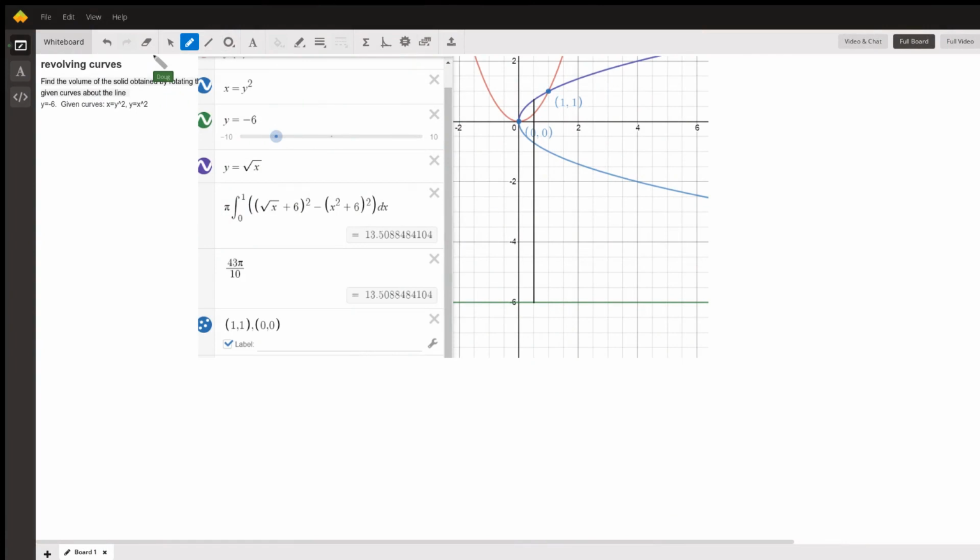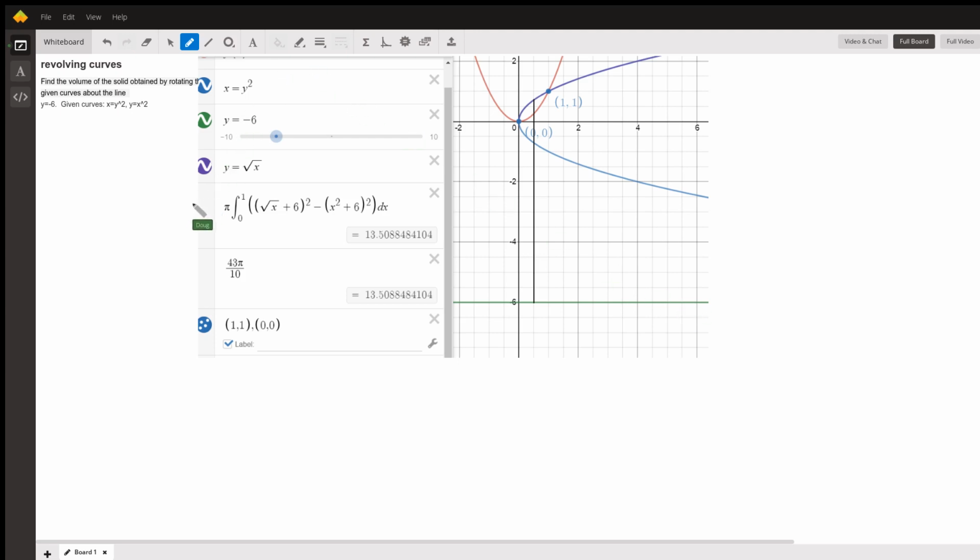This graph from Desmos represents the problem. This blue curve here, which has a purple top, is the graph of x equals y squared, which I've also written as y equals the square root of x, which is just this branch of that curve. The red graph is y equals x squared. I'll leave it to you to find the points of intersection. And this green line is the line y equals -6, which is the axis of revolution.